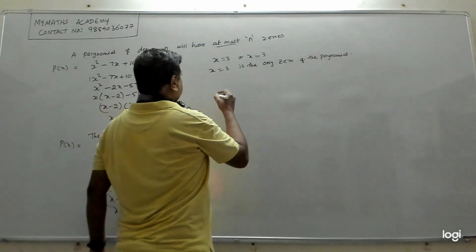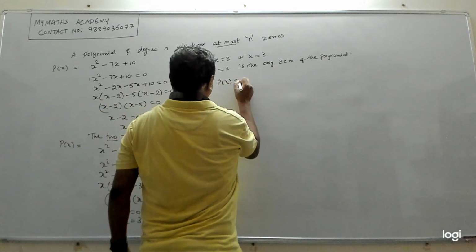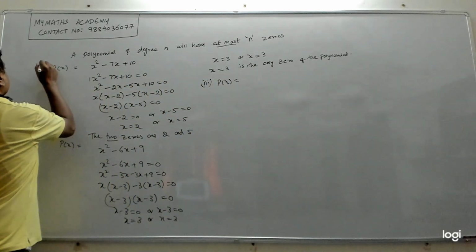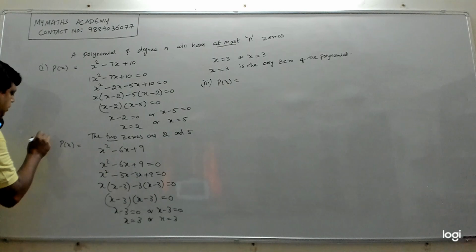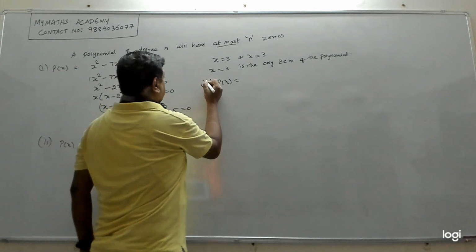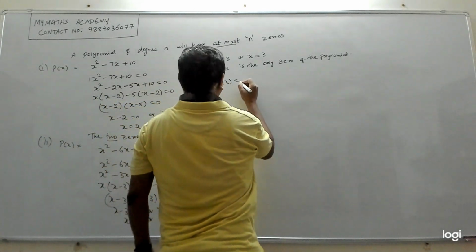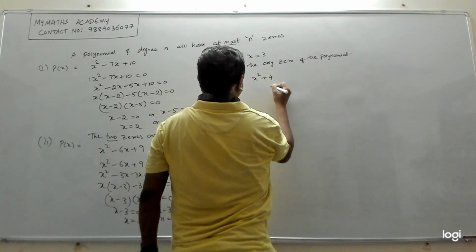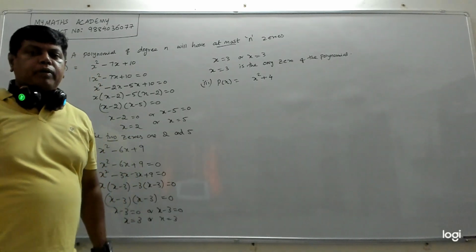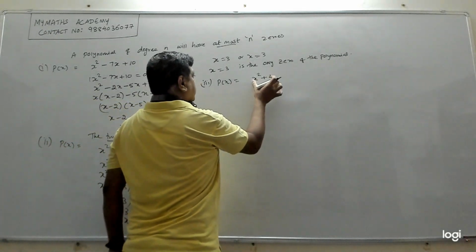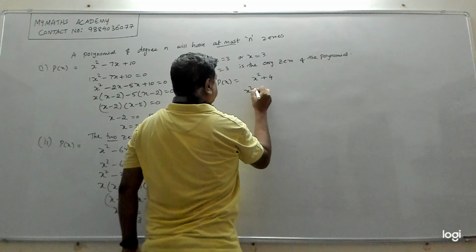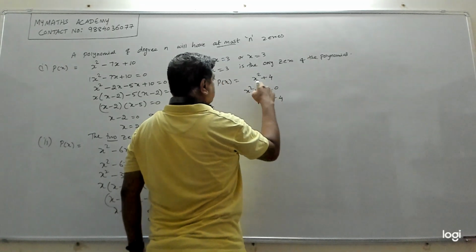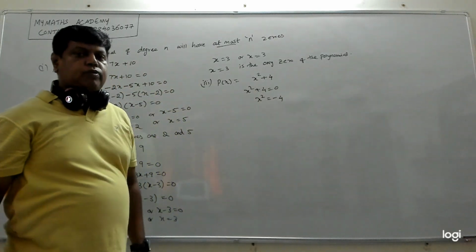Now let's take another polynomial. I call this the first one, this the second one, and I take this as the third one, where P of x is equal to, suppose, x square plus 4. We need to find the 0 of this polynomial. How do you find the 0 of the polynomial? We have to put this value equal to 0. So x square plus 4 equal to 0 and solve for x. Then we get x square is equal to minus 4. This plus 4 goes this side, it will become minus 4.